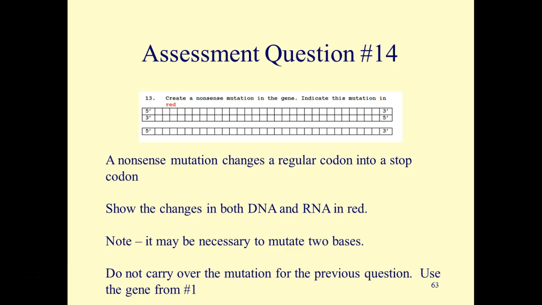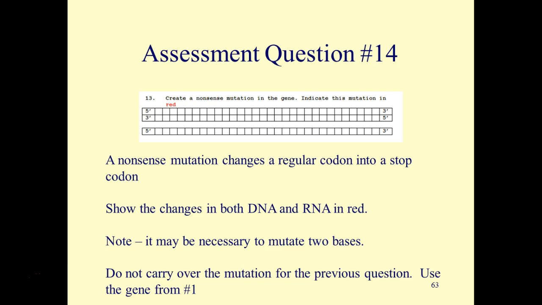So that was question number 13, your missense mutation. A missense mutation is going to change the genotype and the phenotype. Now you're going to create a nonsense mutation in the gene. The nonsense mutation changes a regular codon into a stop codon.